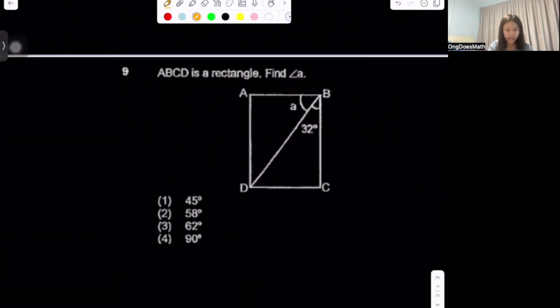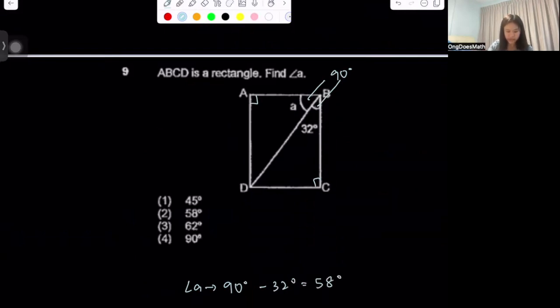Question 9. ABCD is a rectangle. Find angle A. So one thing you must recognize is that this is a corner of a rectangle. The corners of a rectangle are right angles, which means that these two angles must add up to 90 degrees. To find angle A, we just have to take 90 degrees minus 32 degrees, and that should give you 58 degrees. Hence, this leaves us with option 2.